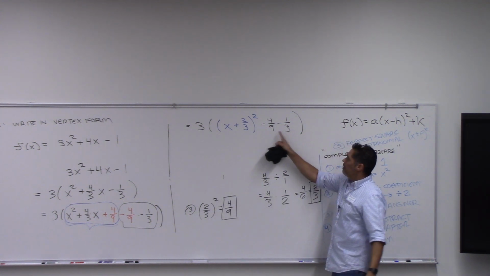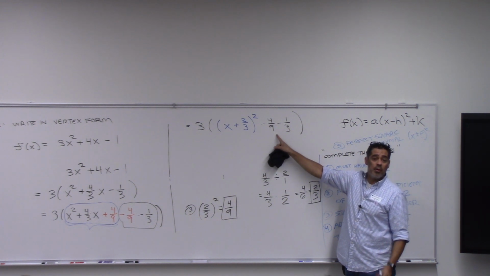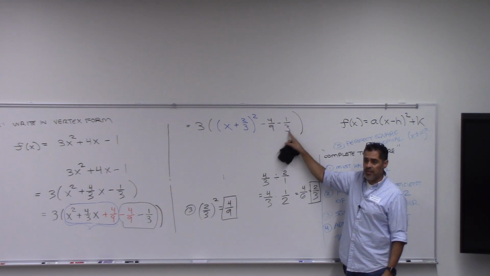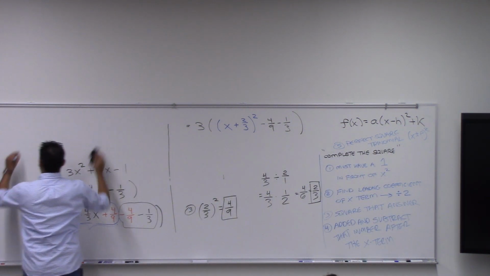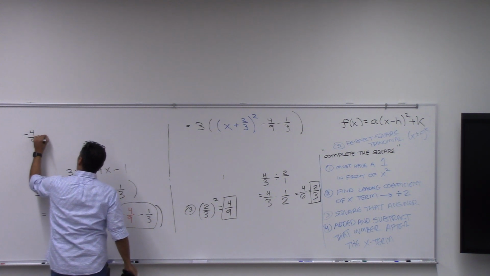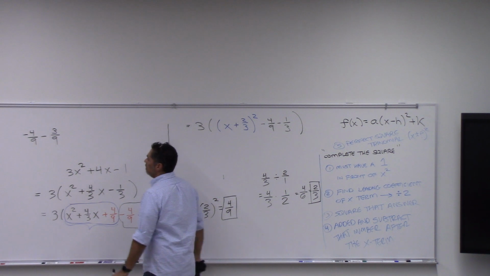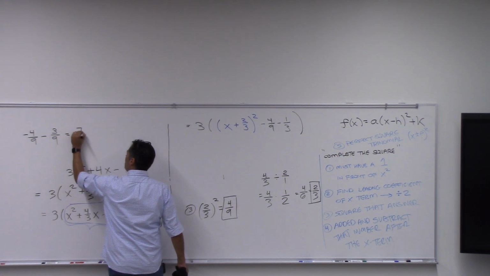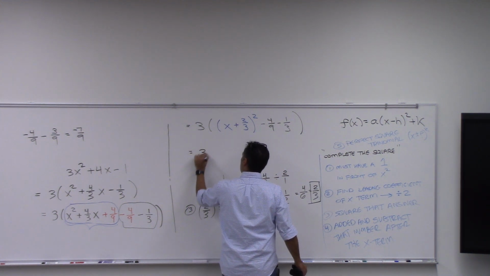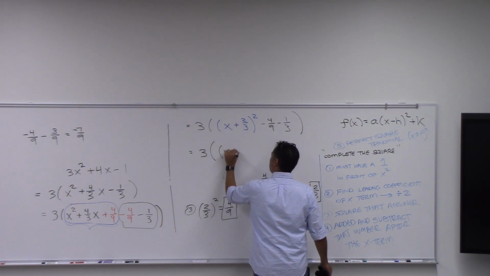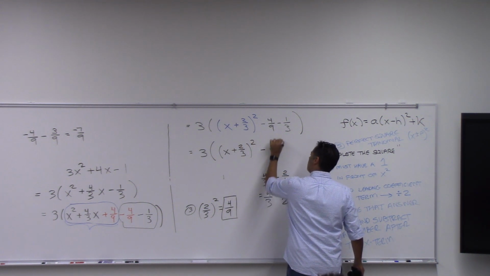Can you put these 2 together? Yes, you need a common denominator. Let me do that over here real quick. You're doing minus 4/9, minus 1/3. So I can rewrite that as 3/9, common denominator. That's minus what? Minus 7/9. Okay, so my next line looks like this: 3, parenthesis, x plus 2/3 squared minus 7/9.